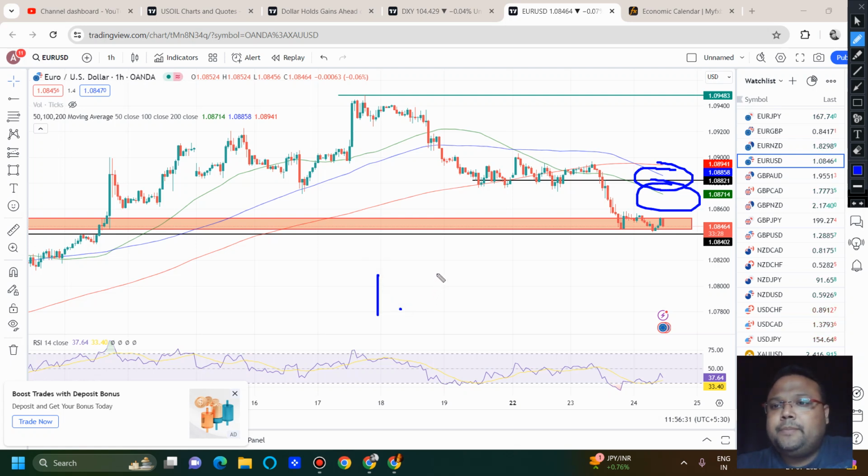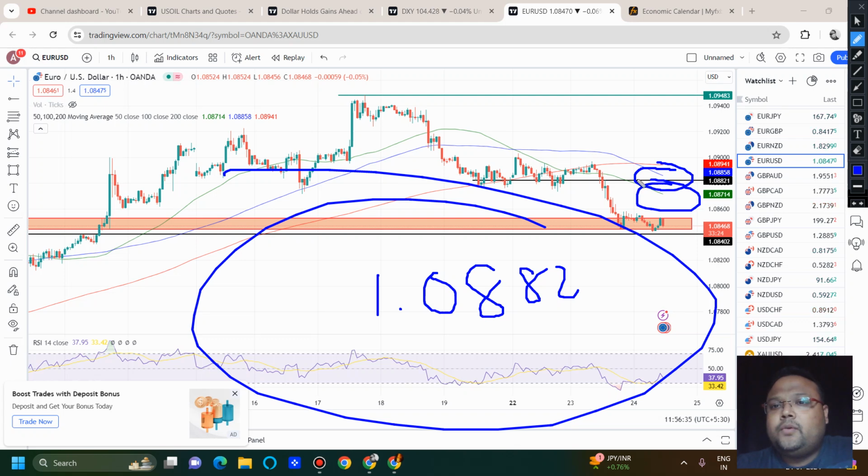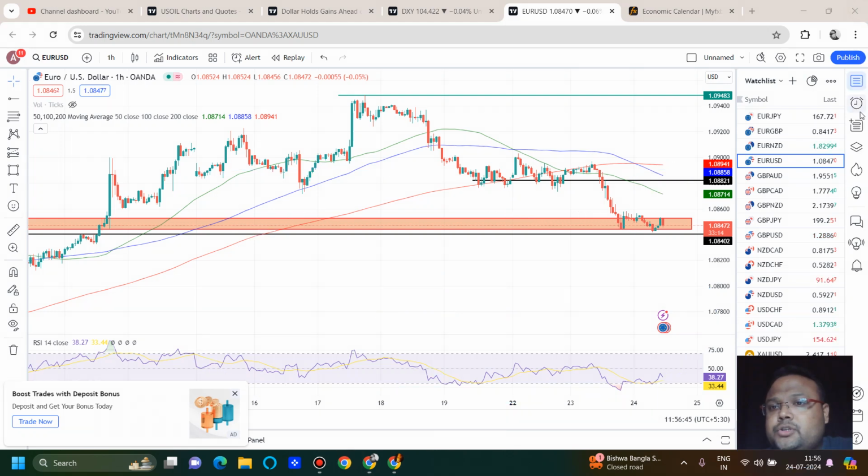As of now we can keep our eyes around 1.0882. Here we have the previous support acting as resistance. Along with that, we also have the 100 moving average coming down. So let's wait and watch. This area is going to be critical.